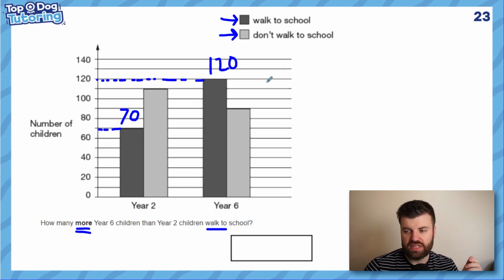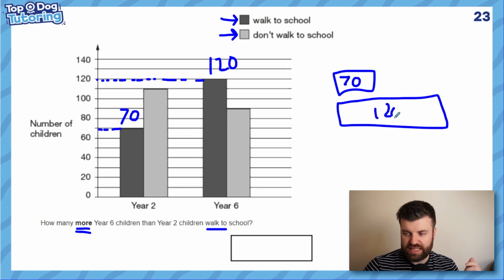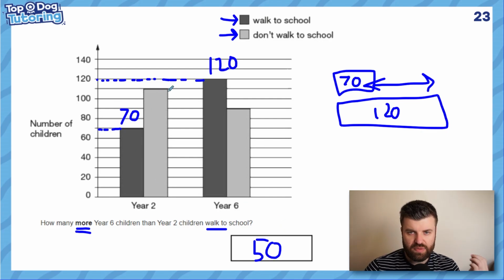We want the difference. Again, thinking of a bar model like this, if we have a bar of 70 children in year 2 and 120 in year 6, we want the difference. What do we add to 70 to get to 120? Multiple ways to do this, but the answer is 50. That's the difference. That's how many more. Another way we can do this visually is to actually understand that each jump here is worth 10, 20, 30, 40, 50. You can see the difference right there in the graph itself. Bar charts are really useful for doing that with.